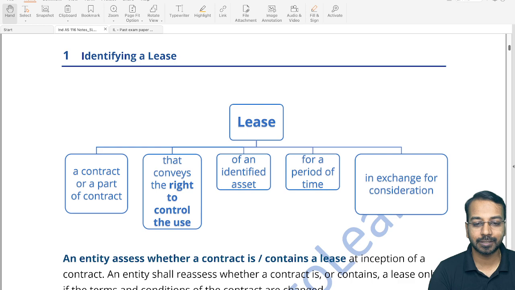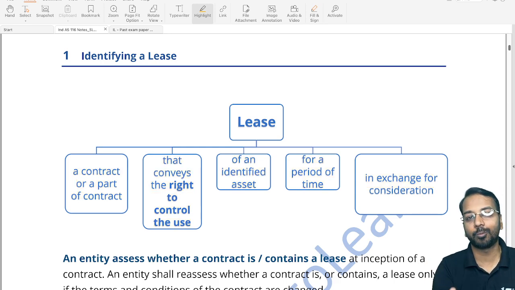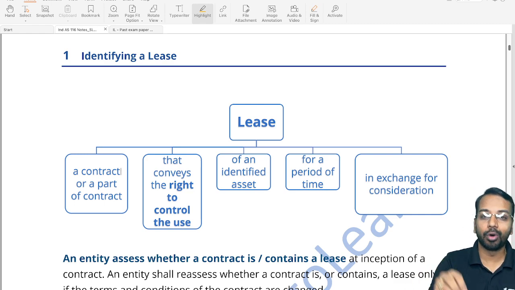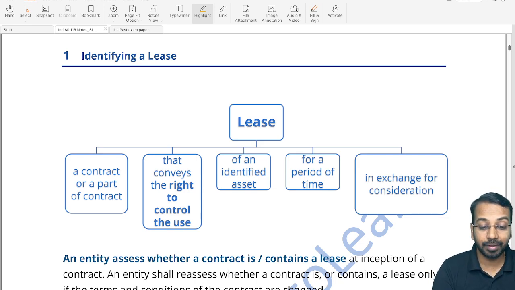Now, what is a lease? A lease is a contract or a part of a contract. So there has to be a contract. Contract means there have to be two parties or three parties, orally agreed, verbally agreed, written documentation, whatever it is, there has to be a contract that conveys the right to control the use. So this is the very important part.